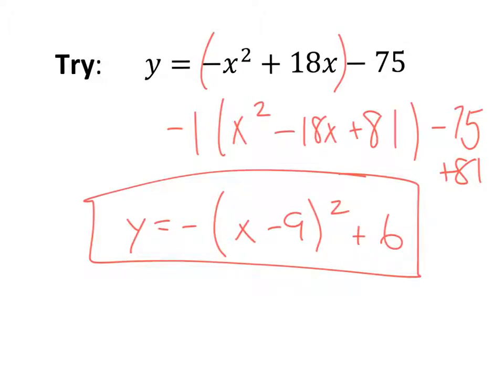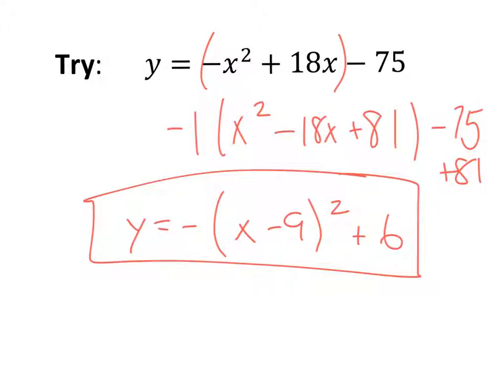Okay, there's the answer. So again, parentheses around our x's. Our a is not 1, it's negative 1, so I do have to divide that out. Negative 1 comes out. You divide by negative 1, divide by negative 1 is what we get. Left room to complete the square. Half of my b is negative 9 squared.